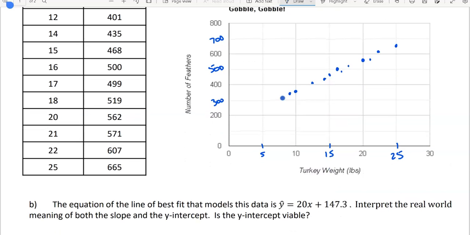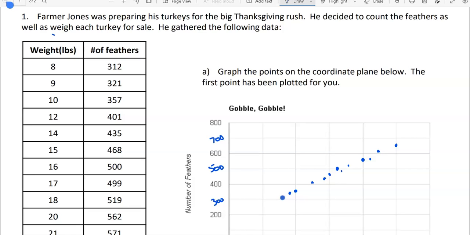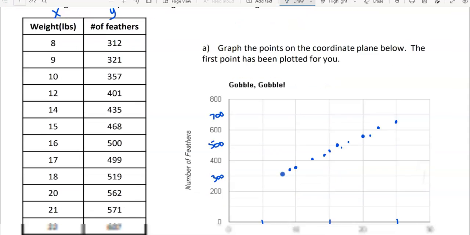All right, the equation of the line of best fit that models the data is y equals 20x plus 147.3. Okay, it wants us to interpret the real world meaning of both the slope and the y-intercept, and is the y-intercept viable? Okay, so back at our table, our input is our pounds and our output is our feathers. So it's saying the amount of feathers depends on the weight of the turkey.